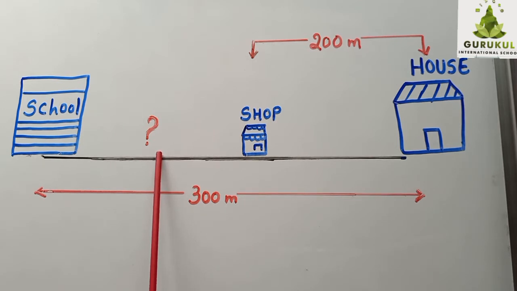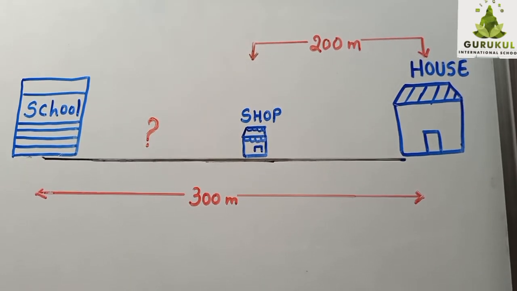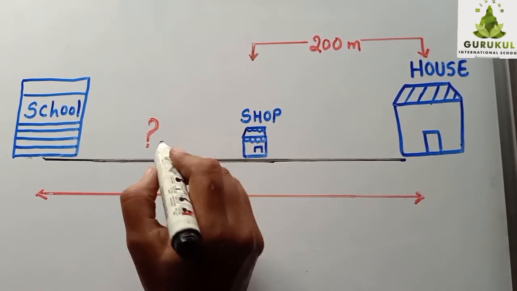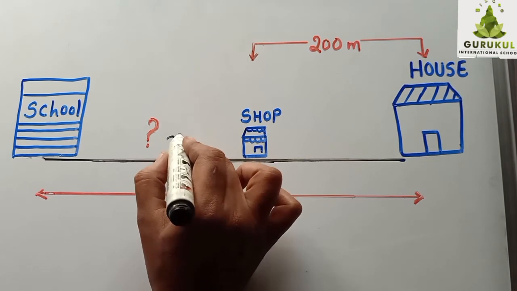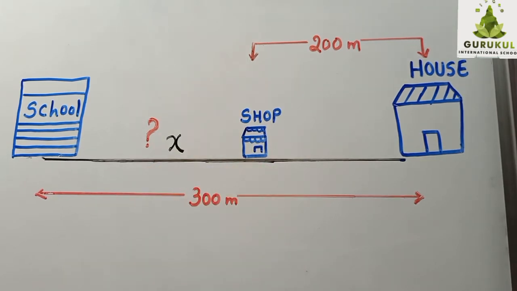Is that clear? A value for the letter has to be found that will make the equation balanced. Such a letter is called a variable. As I don't know what is there in the place of the question mark, I am going to use a variable for this. So I will take this question mark as x meter. Is it clear? So this alphabet or letter which I used is known as a variable.